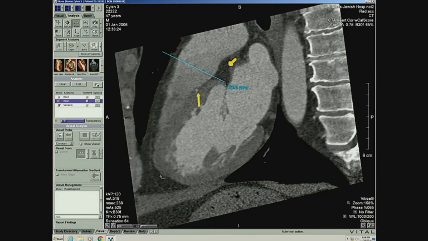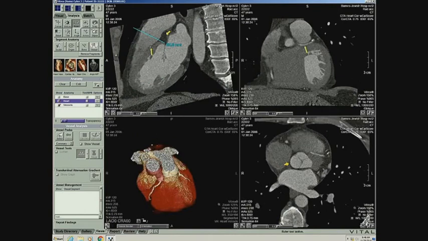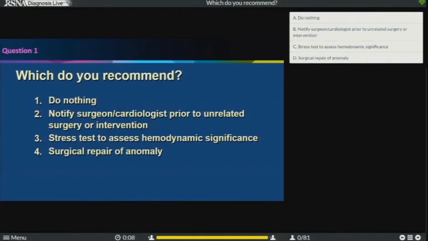So can you please put up the ARS question, please? Same question again. Do we do nothing? Do we notify the surgeon and cardiologist prior to unrelated intervention, stress test for hemodynamic significance, or surgical repair of the anomaly? Please answer the questions on your pad. And can we see the answers?